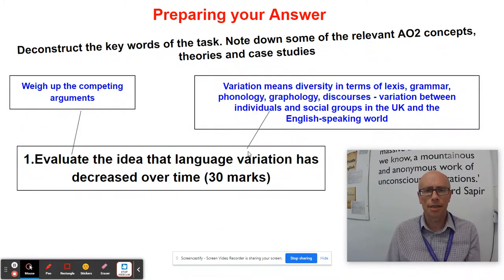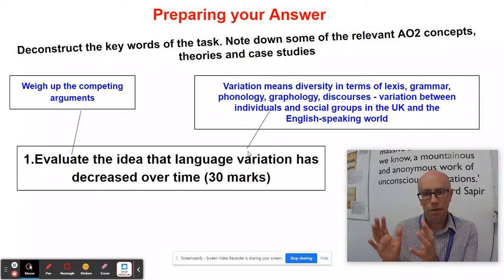Yes, we're talking about lexis and grammar and phonology and graphology and discourse. So you're never very far away from talking about the different language levels when you're doing a successful A-level piece. Don't just write in your essay about words, don't just do lexis, but make sure that you cover these other language levels too.